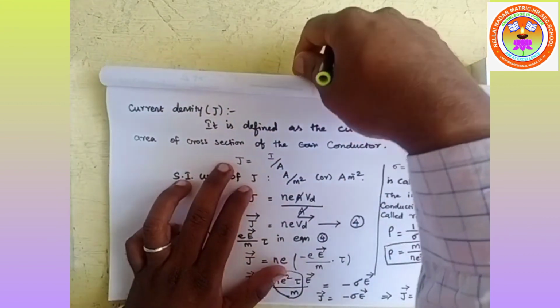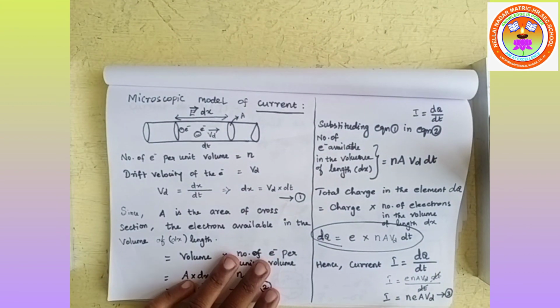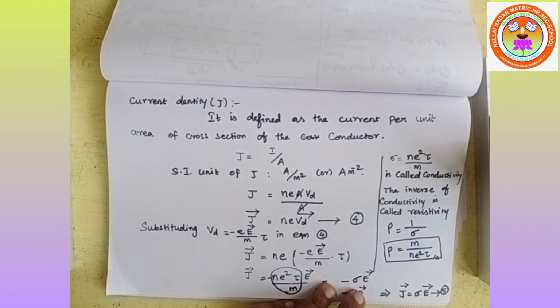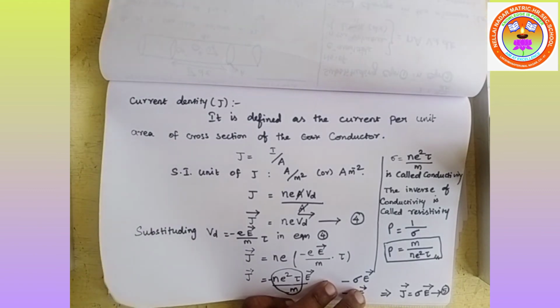Okay students, so this is the equation for the microscopic model of current. This is the equation for the microscopic form of Ohm's law. Students, this is very important. 5 more questions students.